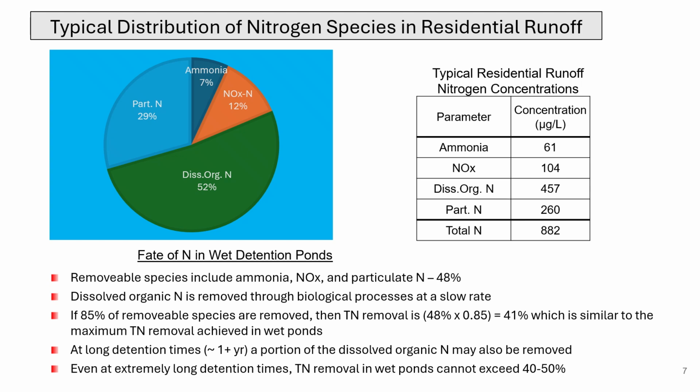This figure is quite consistent with the maximum total nitrogen removal rates observed in many wet pond systems. Even at long detention times, which might stretch to over a year, only a portion of the dissolved organic nitrogen may be removed. It's important to understand that even with extremely long detention times, the total nitrogen removal in wet ponds generally cannot exceed a range of 40 to 50%. However, it is usually greater than 40% at the typical design annual residence times of over 21 days. This data allows us to estimate the potential for nitrogen removal in these systems.